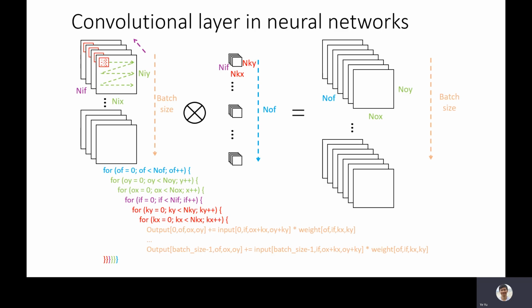First, let's look at a convolutional layer in the neural network. The convolutional layer is one of the DNN building blocks. In the forward pass, the convolutional layer involves a batch of 3D input feature maps with multiple learnable 3D kernel weights to generate a batch of 3D output feature maps.